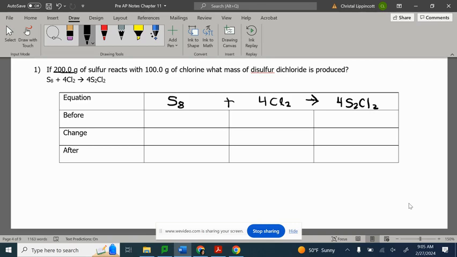So I'm going to take this guy and I'm going to divide by what 8 times 32.1 is, which is 256.8. So 200 divided by 256.8 is 0.779. And then this guy, I'm going to divide by 71, which is 2 chlorines. So 100 divided by 71 is 1.41.